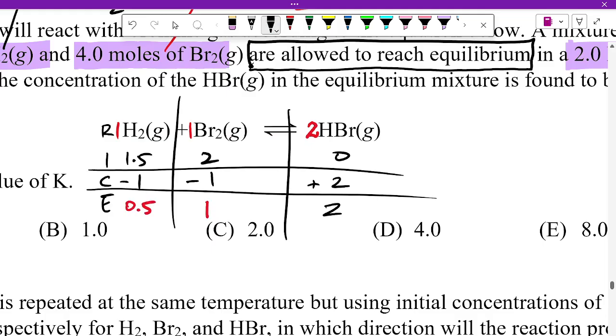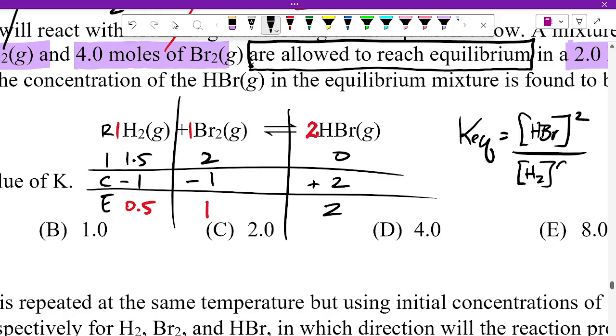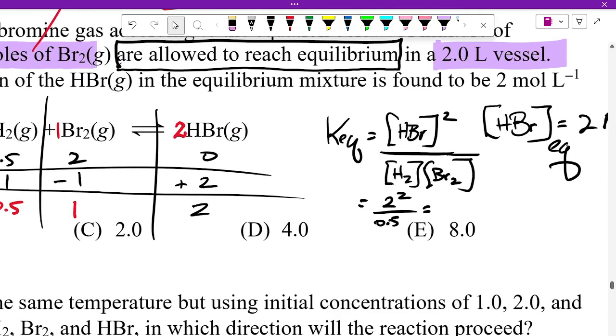And now our KEQ is going to be HBr squared over H2 times Br2. And obviously, because this is a multiple choice question, you can just be like, oh, I'm going to square 2 and put it over 0.5 times 1. Okay, so that's going to be 2 squared over 0.5, which is 4 divided by 0.5, which is 8.